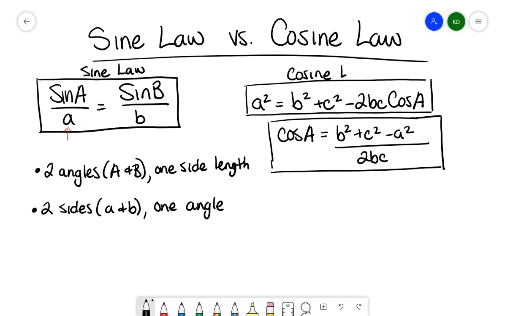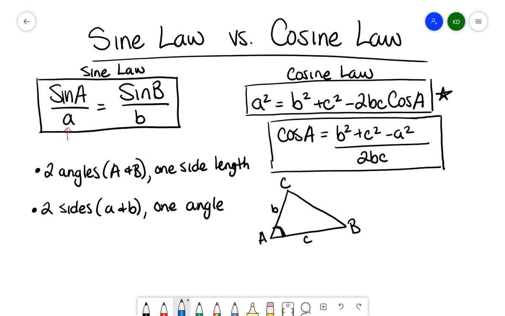So let's take a look at cosine law next. For cosine law, when I look at the first formula, what I'm solving for is a side length. In order to solve for that side length a, what I need is b and c, the other side lengths, and I need the angle across from a. In terms of a triangle, if I had capital A, I would need this angle. What I would also need is side b and side c. If I was to label the rest of this triangle, B would be here and C would be here.